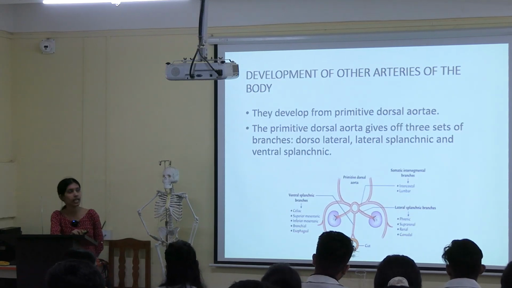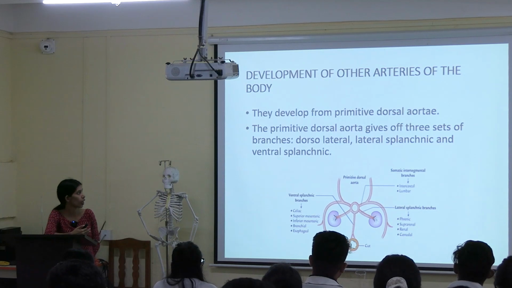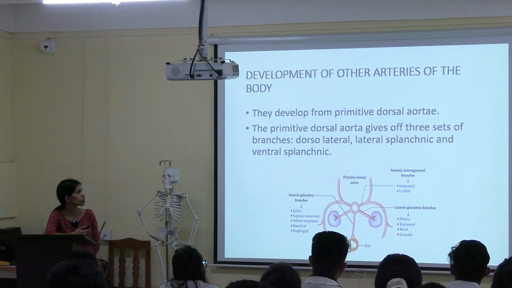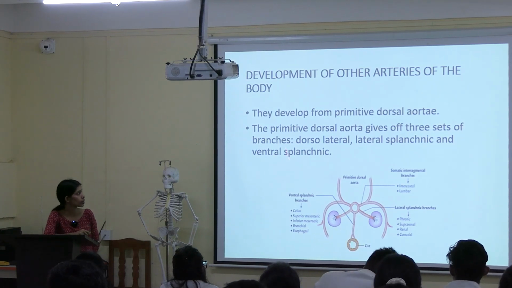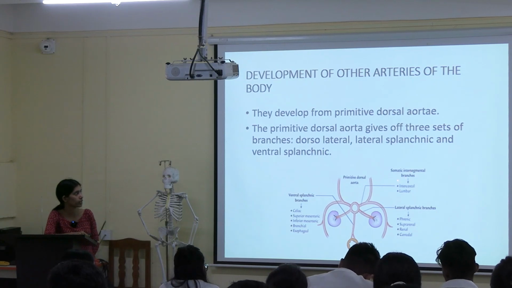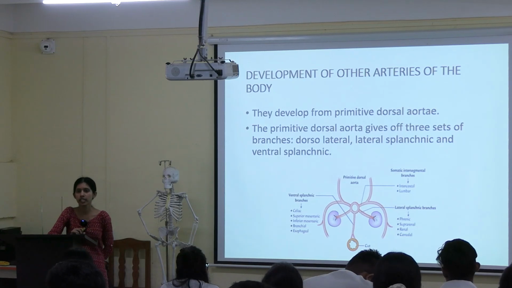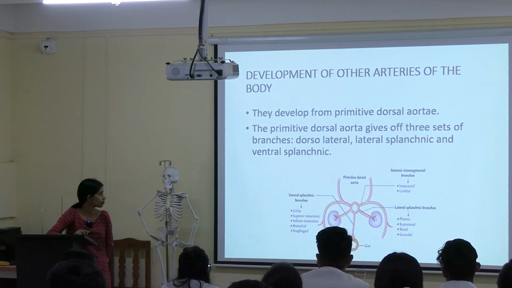Other arteries of the body mainly develop from the primitive dorsal aorta, and this primitive dorsal aorta gives three sets of branches. Those are called dorsolateral, which is also known as somatic intersegmental branches, lateral and ventral splanchnic branches. These are the three branches of your primitive dorsal aorta.